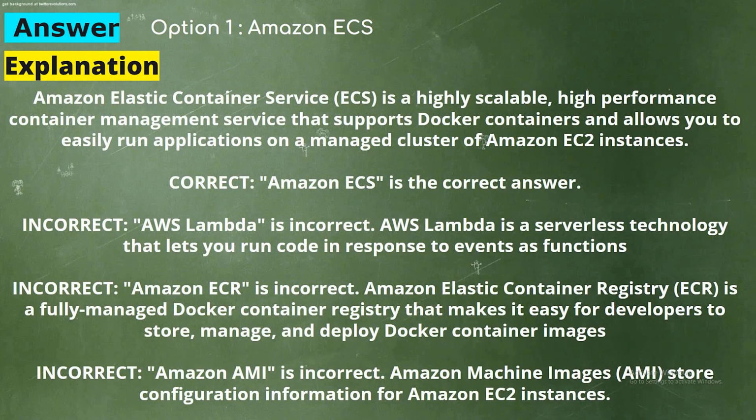Amazon Elastic Container Service, ECS, is a highly scalable, high-performance container management service that supports Docker containers and allows you to easily run applications on a managed cluster of Amazon EC2 instances. Correct, Amazon ECS is the correct answer.